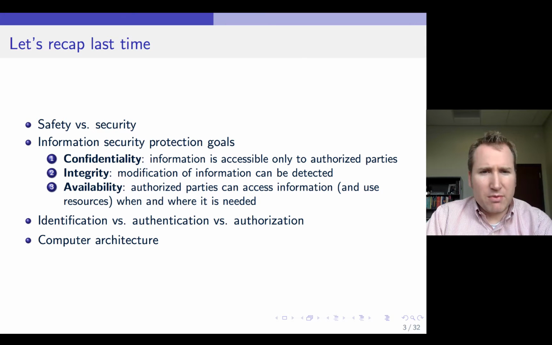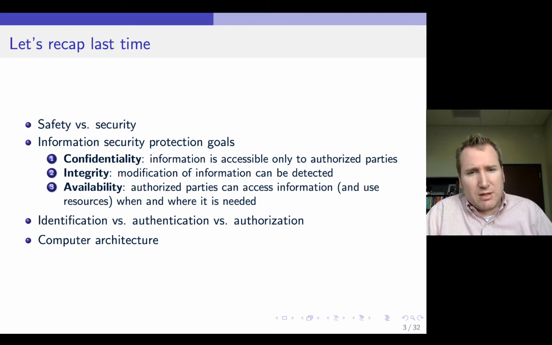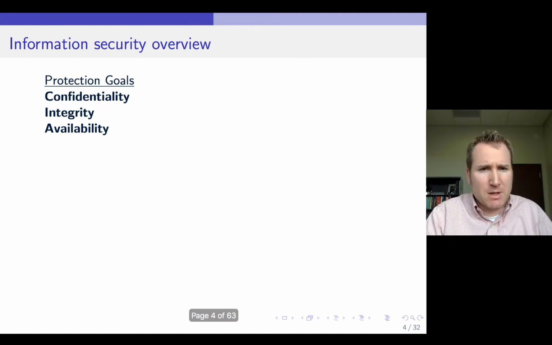So as a recap from last time, we talked about the difference between safety and security, and then we defined the three fundamental information security protection goals: confidentiality, integrity, and availability. And these were discussed, and we're going to be talking more about them today.